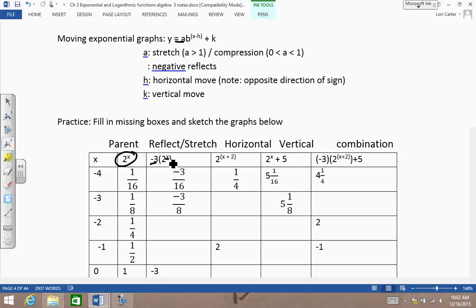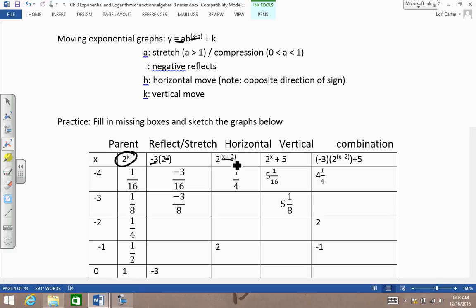Are we getting it? Okay, now if you look up here, we still have an x minus h, just like before. What did the h do on the parabola? It moved it left or right. So if it's a positive 2 up here, it's going to move it how?